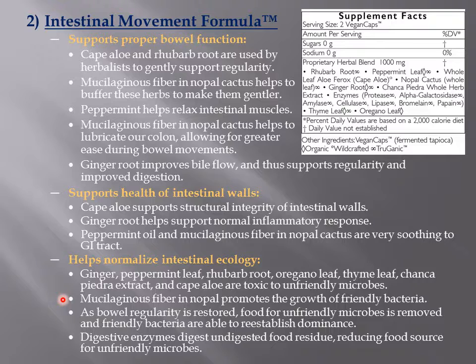The mucilaginous fiber in nopal also, as we mentioned earlier, promotes the growth of friendly bacteria. And as bowel regularity is restored, which this product does, the food for unfriendly microbes is removed, and the friendly bacteria are therefore able to reestablish dominance. Remember, if you've got a lot of uneliminated material just sitting around in your intestinal tract, the unfriendly microbes love that, and they will multiply and start to dominate your intestinal ecology, which is not very healthy and a recipe for constipation. And finally, the digestive enzymes in this formula work to digest any of this undigested food residue, which reduces the food source for these unfriendly microbes.